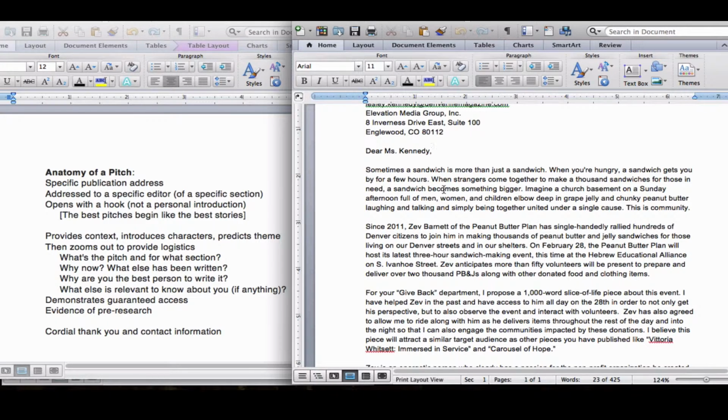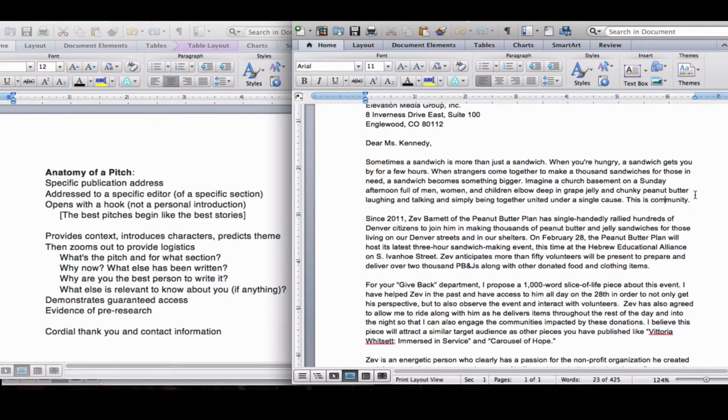And it does more than just hook in and provide some scene and launch into the story and really put the reader in the atmosphere of the future piece. It also starts to hint already at the idea of theme, this idea of community, right?